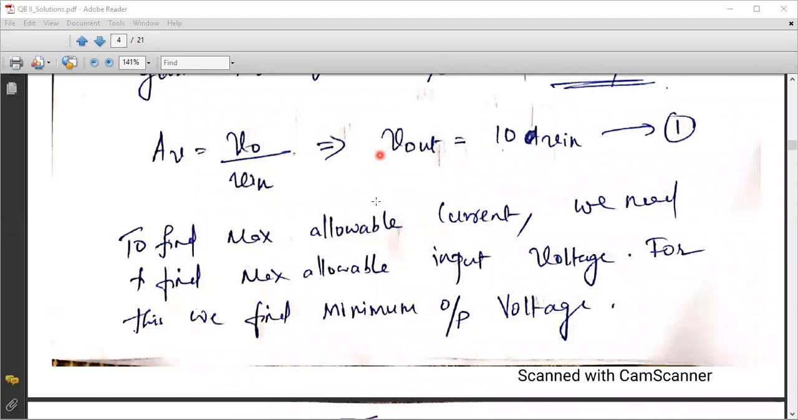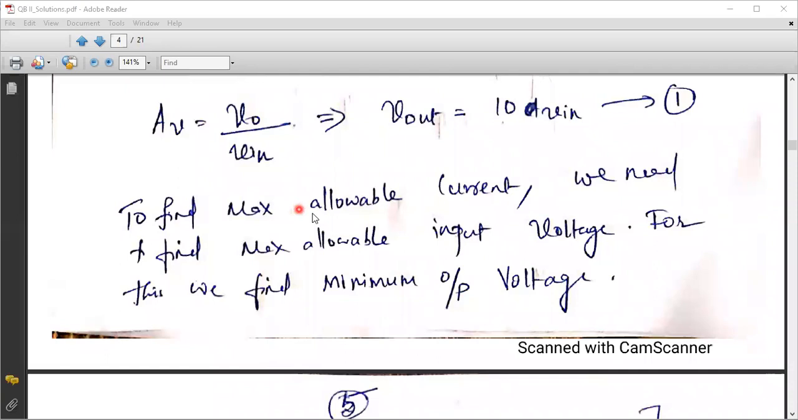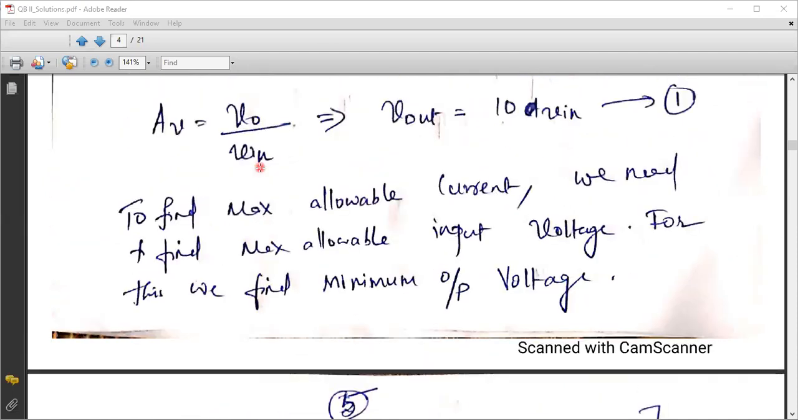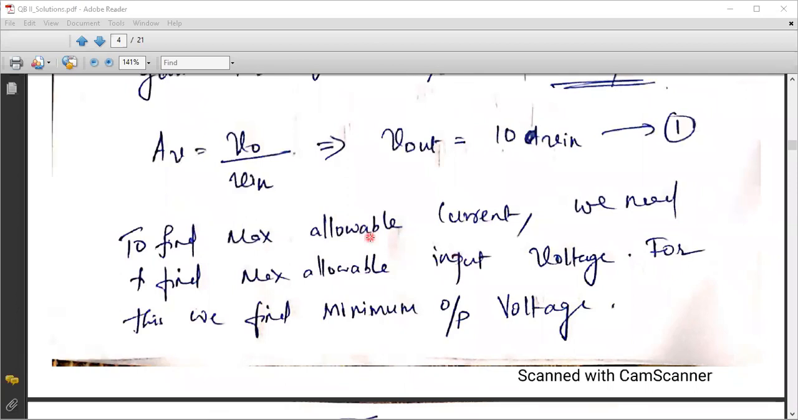Because how can you find Vin? If we maintain a proper output voltage, that is the drain source voltage, so that it will be in the saturation region, then only you will be able to find Vin, and then we can find the allowable current. Clear, students? Once again, I will tell. To find the maximum allowable current, we need to find the maximum allowable input voltage, and correspondingly, we need to find the minimum output voltage. Maximum input corresponds to minimum output.